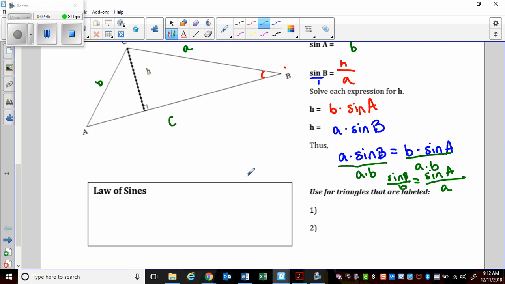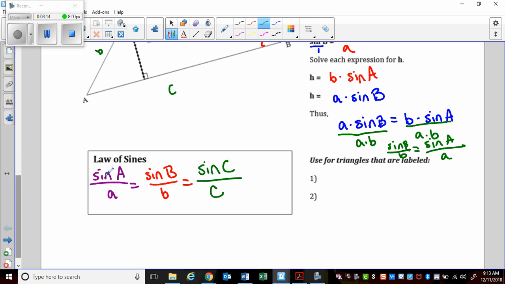And this became a ratio. This ratio is the law of sines. So sine of the angle A over side a equals sine of the angle B over side b. And that's also equal to sine of angle C over side c.